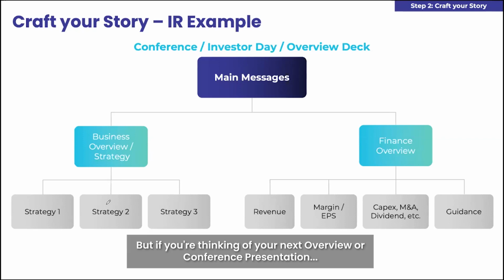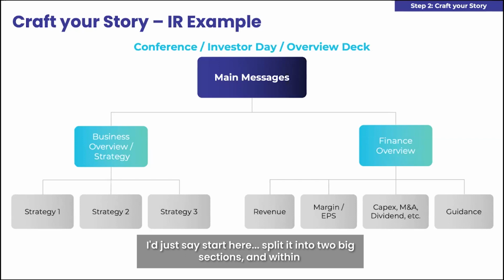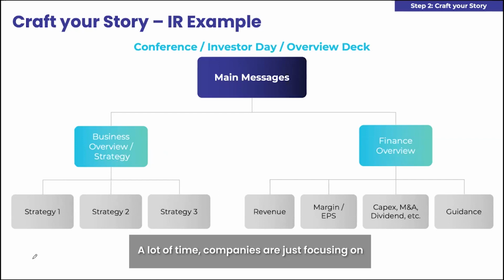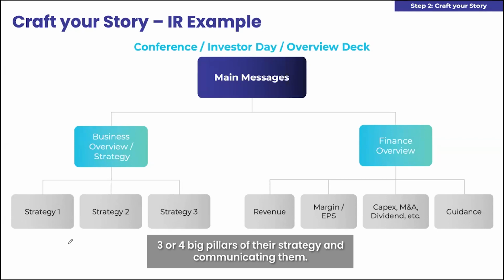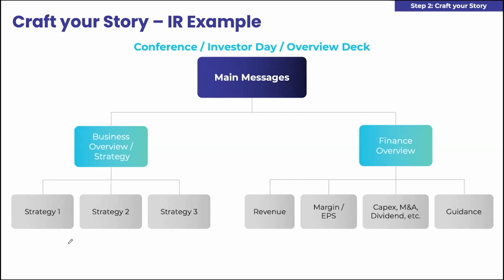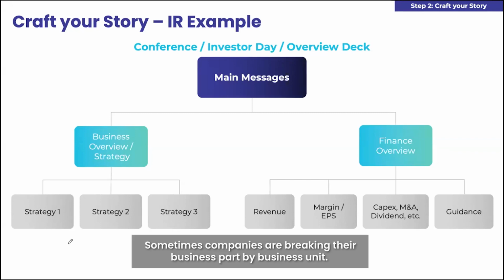But if you are thinking about your next overview presentation or conference presentation, I would say just start here. Split it into 2 big sections, and then within each, start thinking about what you want to convey. A lot of times companies are just focusing on 3 or 4 big pillars of their strategy and communicating that. Sometimes companies are breaking their business part, right, by business unit, right?